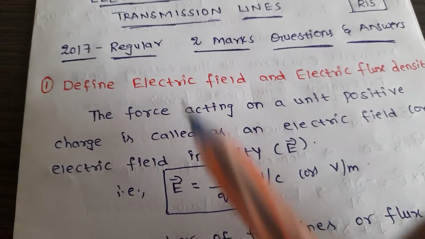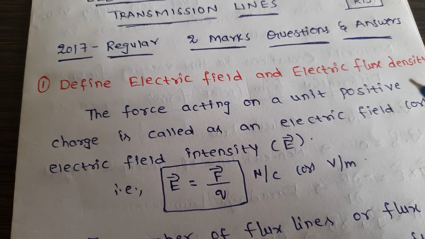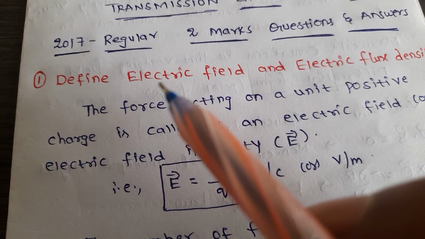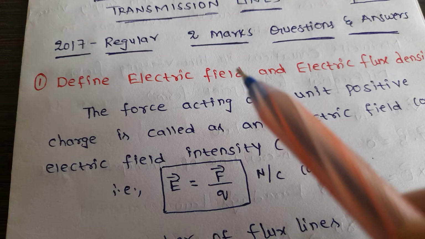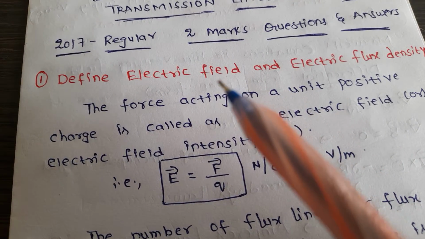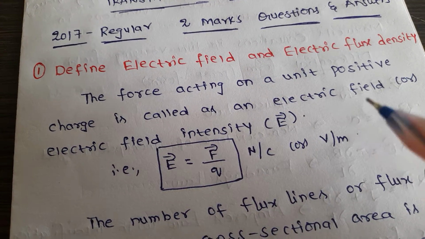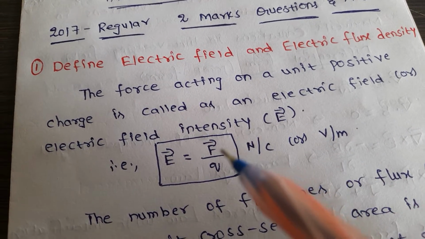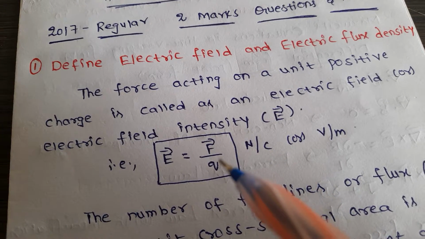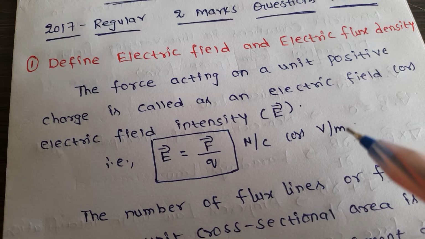The first question is define electric field and electric flux density. Here, electric field can also be called as electric field intensity. First of all I am going to define electric field intensity. The force acting on a unit positive charge is called as an electric field or electric field intensity. The units are newtons per coulomb, or you can also write volts per meter.